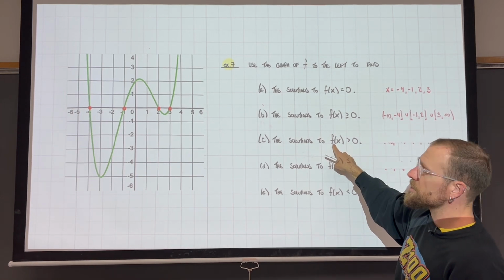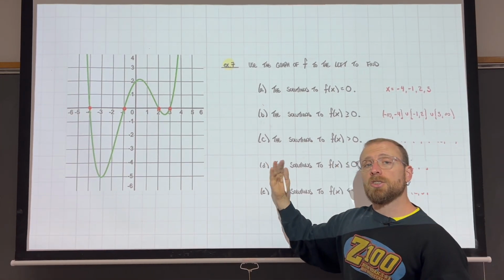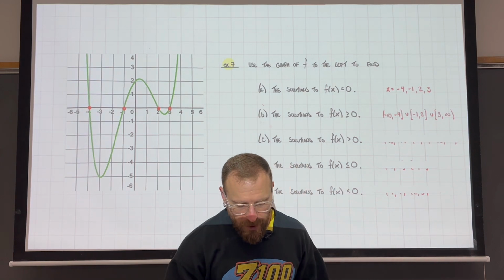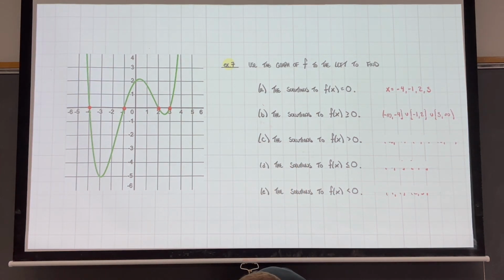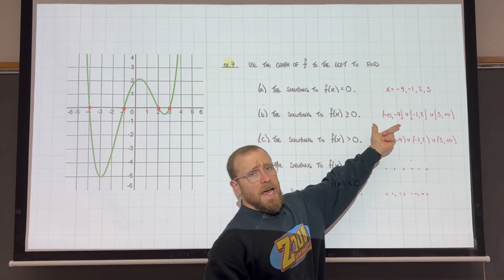In the follow-up question, I say, what are the solutions to f of x strictly greater than 0? It's almost the same answer, but now I want to remove those endpoints.